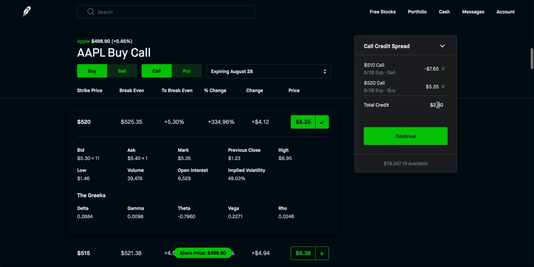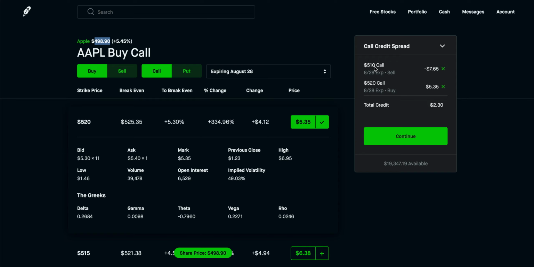And what happens to this credit? Right now Apple is trading at 498. In a call credit spread, what you are saying is that the price will not reach your lower leg, so it will not reach 510. Once you start reaching 510, you start losing money. Your break even is 2.30, right? You just add 2.30 to the 510. So if Apple by expiration reaches 512.30, you'll break even, you won't make anything. If it goes above that, you will start losing.